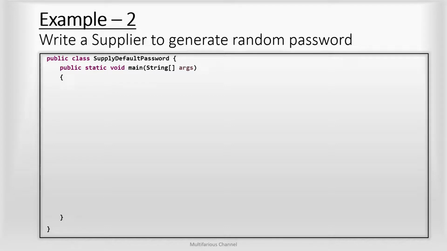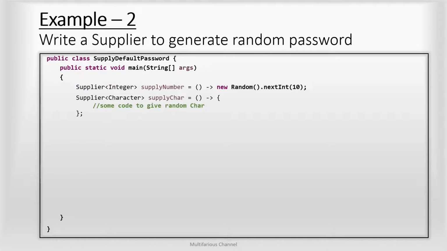So we'll break this task into multiple simple and smaller tasks. First we will write a supplier that will give us a random number. Secondly, we will write a supplier that will give us a random character. And lastly, we will write a supplier which will provide us some random special character. Now what I want to generate is a password where the first 5 characters should be alphabets, followed by one special character, and the last 5 characters should be numbers.